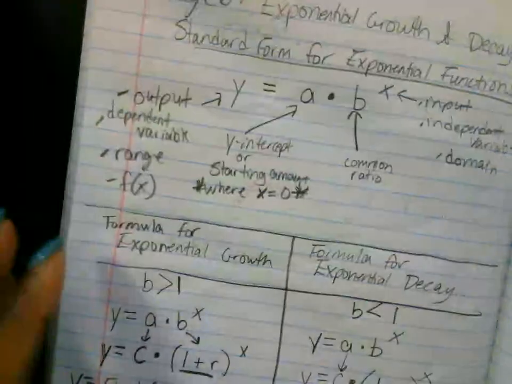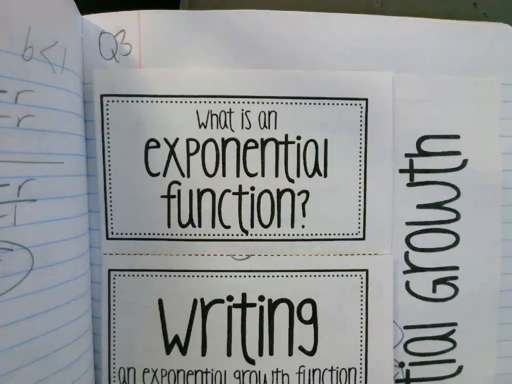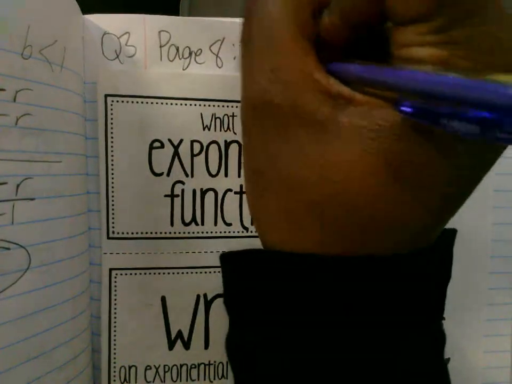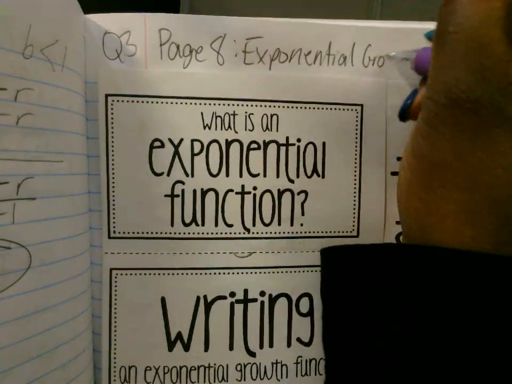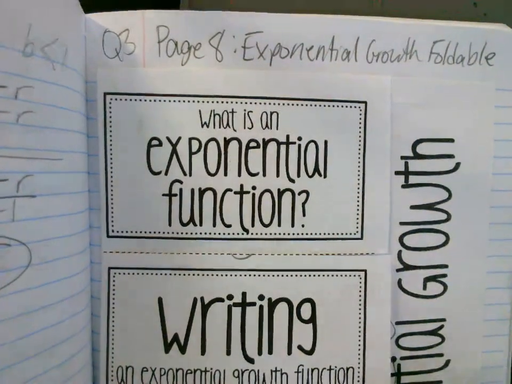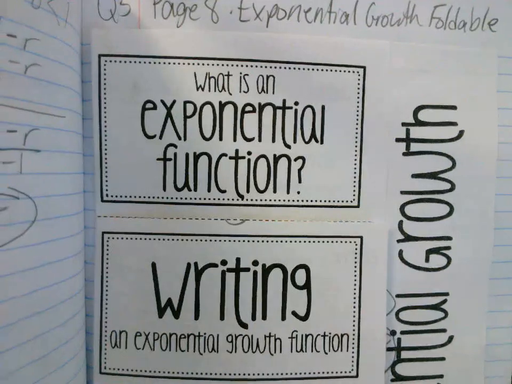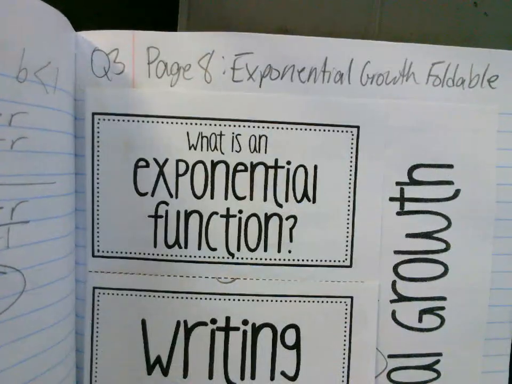Okay. The last page that we did was page 8. Make sure we give page 8 a title. This is Exponential Growth Foldable. Q3, page 8, Exponential Growth Foldable. And we should have this glued in, okay, where we showed our work and went through that foldable together. I'm going to pause. All right.